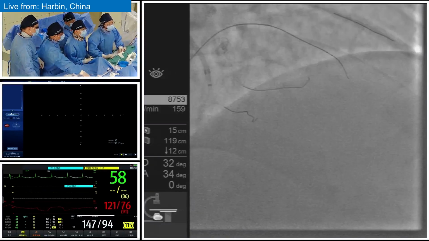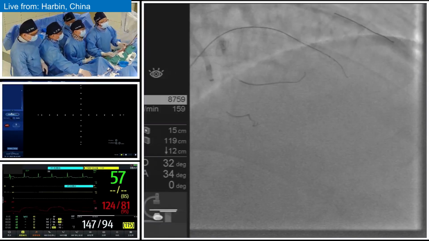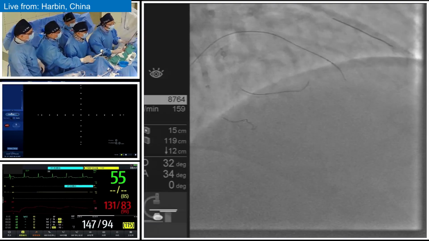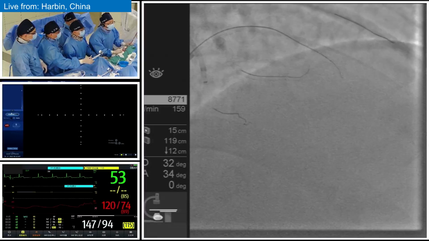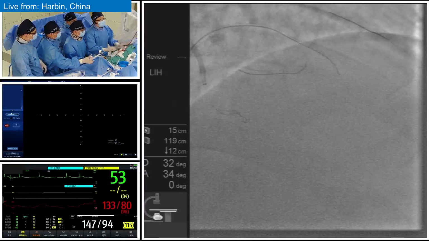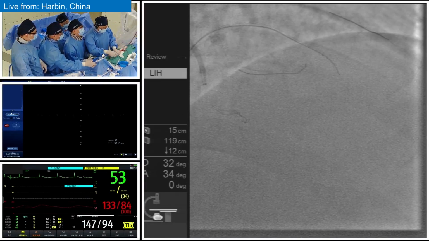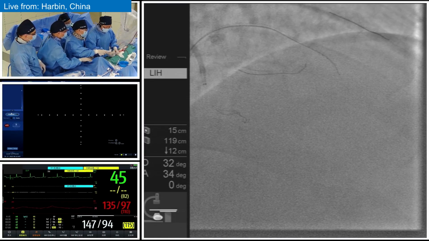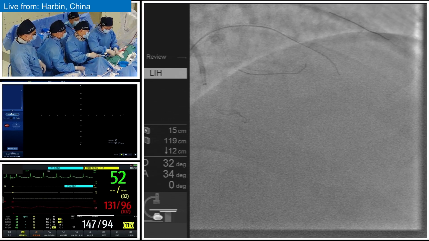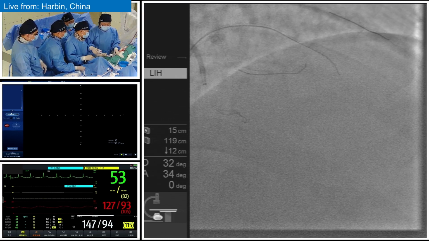Okay. Advance a little bit further. The second diagonal is still at the distal part of this stingray balloon. So re-entry at the current spot doesn't influence too much of the perfusion of the myocardium from the left ventricular.